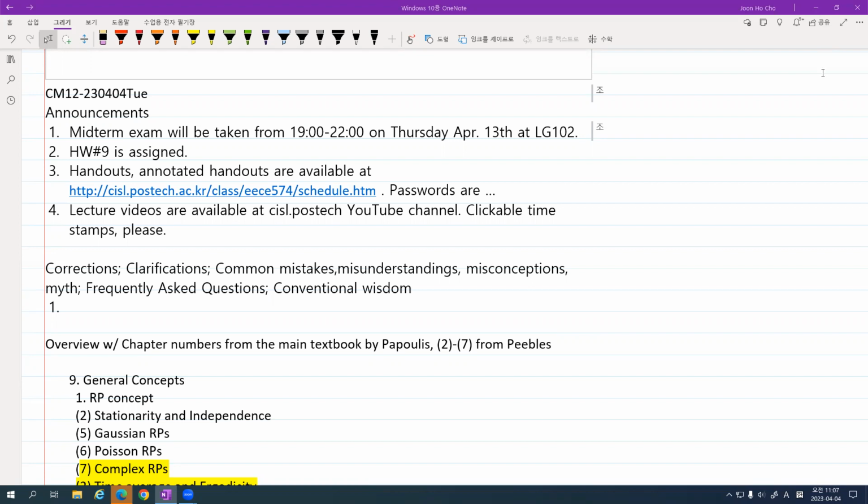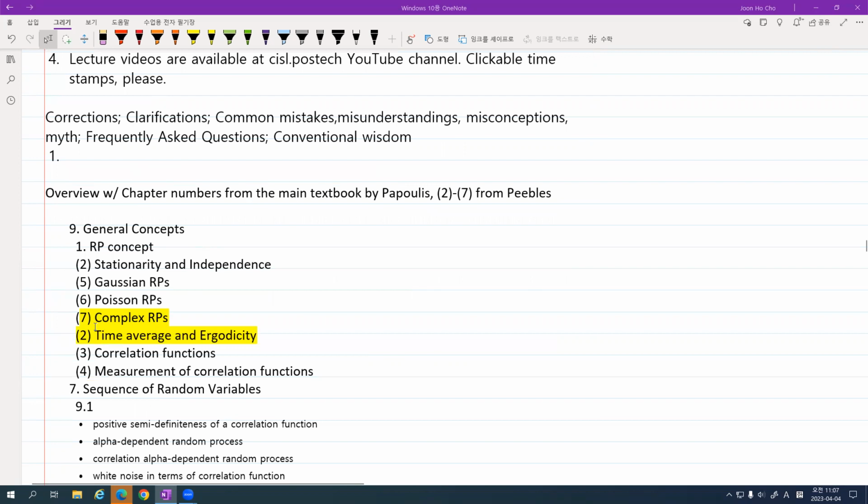I found nothing to be corrected, and we are covering complex random variables and processes, and hopefully today we will start time average and ergodicity.